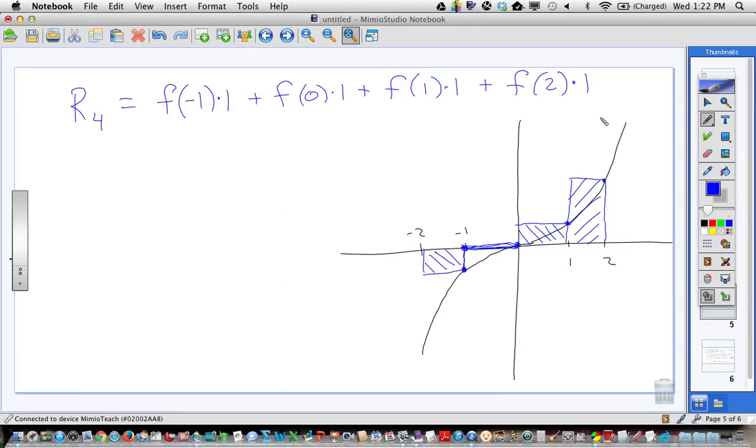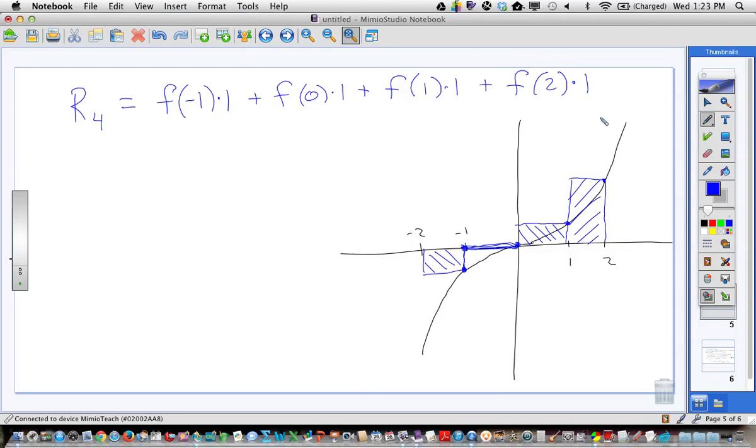Okay? Now, you're going to see here in a minute why left and right rectangles are useful. They're very easy to write. Midpoint rectangles are harder because we have to find the midpoint. Trapezoids are harder because the area formula for trapezoids is harder. But here's the thing. Midpoint and trapezoids are better as far as approximating the area. If you have to do 4 subdivisions, you'd be better off doing midpoint or trapezoid. Actually, it turns out midpoint's more accurate than trapezoid most of the time.